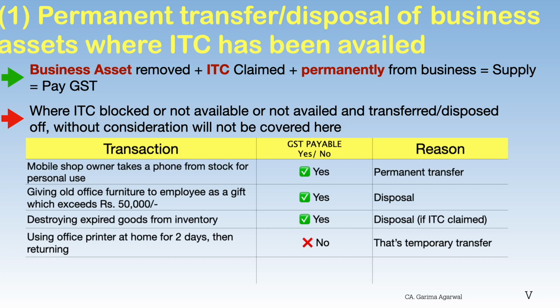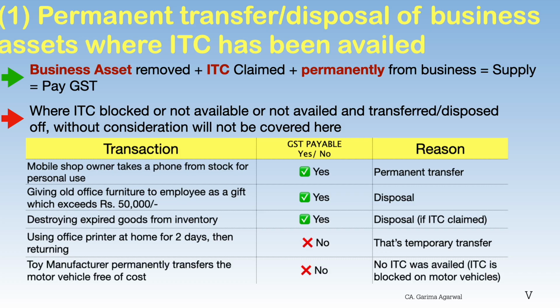Now, fourth example, you used an office printer at home for 2 days and then you returned it back. Will GST apply? No, because the condition of permanent transfer is not fulfilled here. It will not be termed as a deemed supply and therefore no GST will apply.